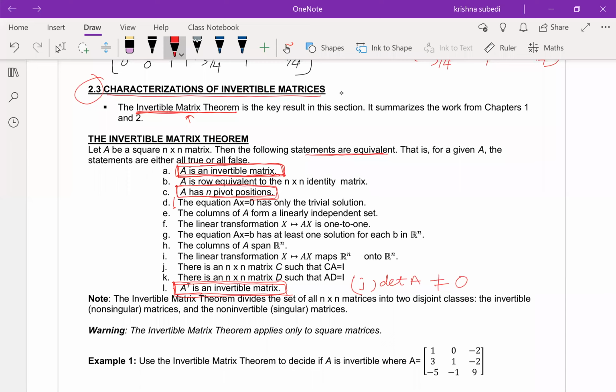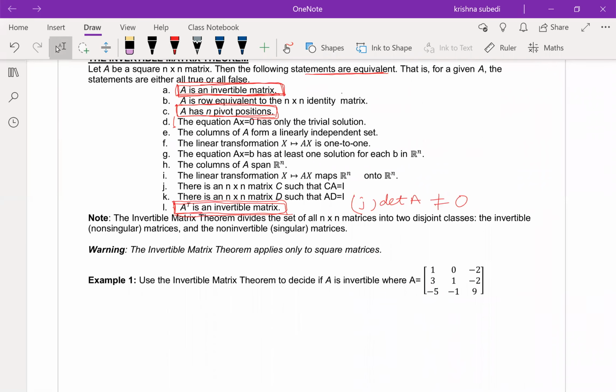And we already know how to find the determinant of a 2 by 2 matrix, but for larger matrices, we'll learn how to find the determinant in chapter 3. But just keep in mind that if A is invertible, then in order for the inverse to exist, the determinant should not be 0. Okay. And the last question for today's class is: use the invertible matrix theorem to decide if A is invertible, where A equals this one.